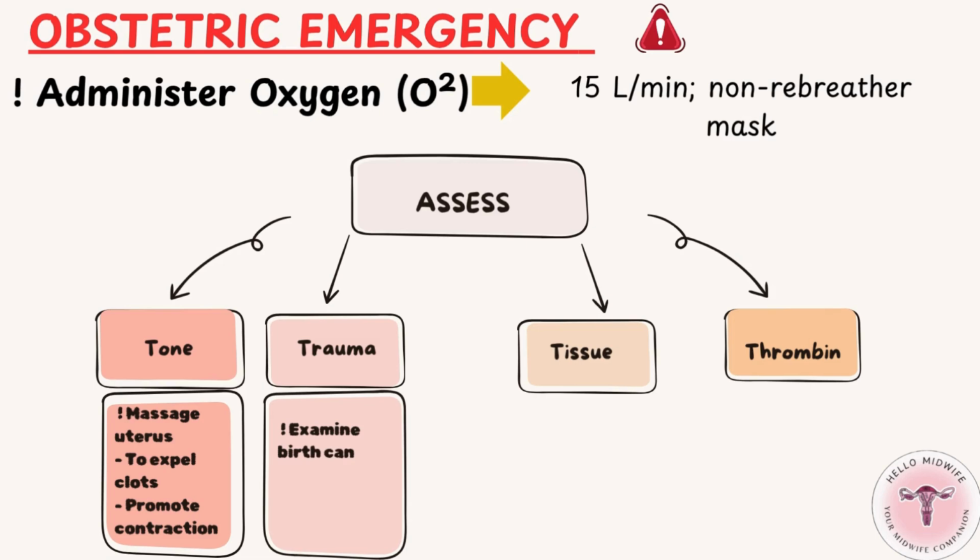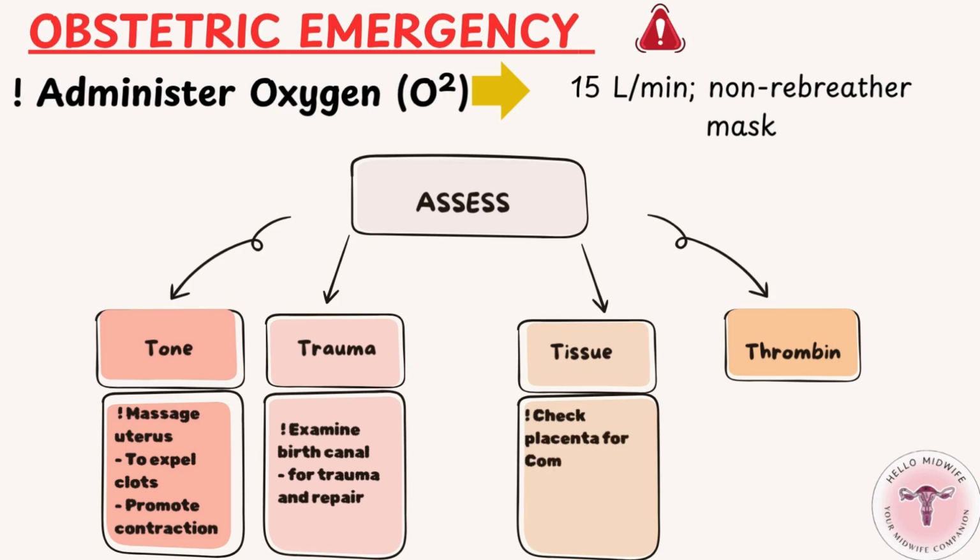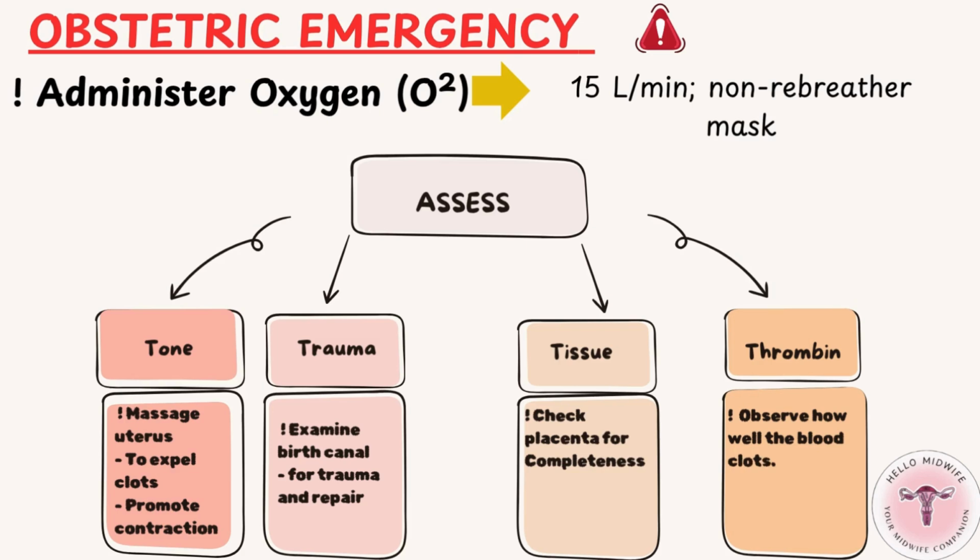Next, we carefully examine the birth canal for any trauma and, if necessary, we repair to prevent further bleeding. After that, we inspect the placenta for completeness, leaving no loops behind. Finally, we monitor the blood's clotting ability. This is to rule out any bleeding disorders. It's important to note that throughout the process, we have to remain calm.